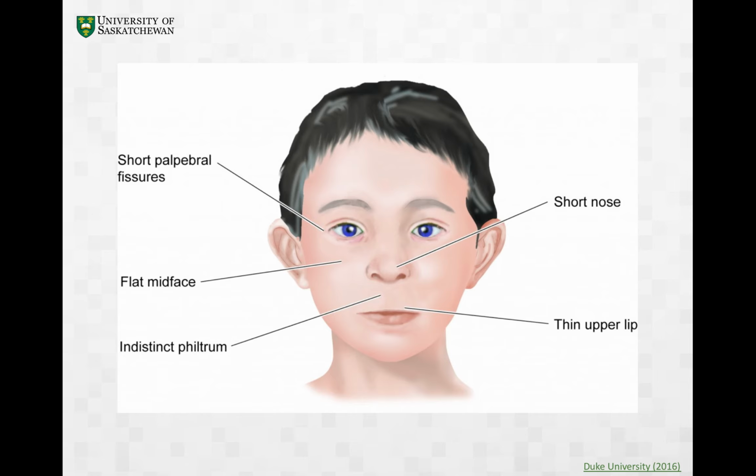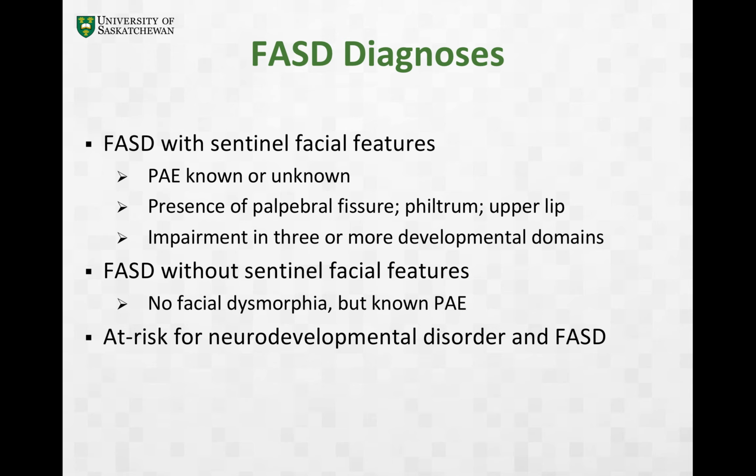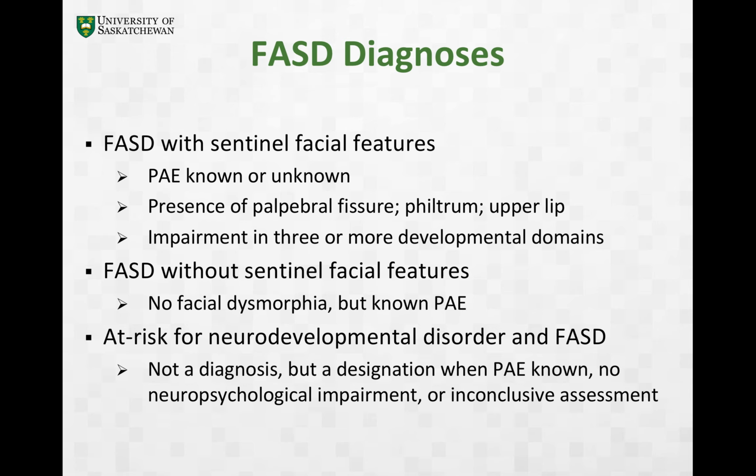This is just a little bit of an image of some of the differences that we tend to see in children with FASD. The other diagnosis would be FASD without these sentinel facial features. So there's no facial dysmorphia, but we do know that there's prenatal alcohol exposure. The third diagnosis is not really a diagnosis, it's a designation. That's when we know that there's been prenatal alcohol exposure, but at that time we don't see neuropsychological impairment, or the assessment is just inconclusive because the child is too young, or we just don't have all the information that we need at this moment in time in order to make that designation. This is how it falls at the diagnostic level.